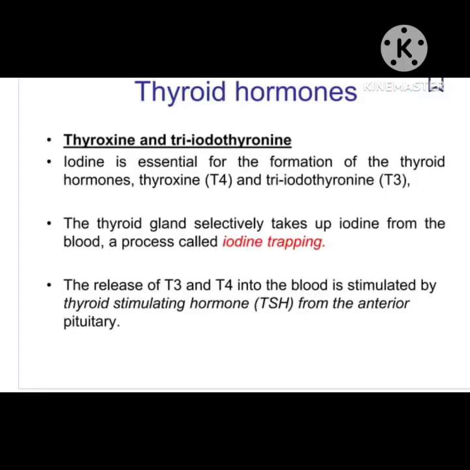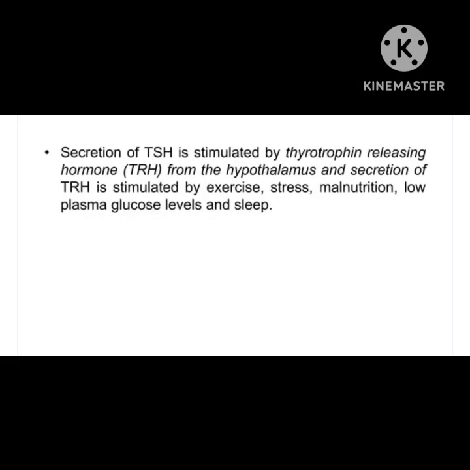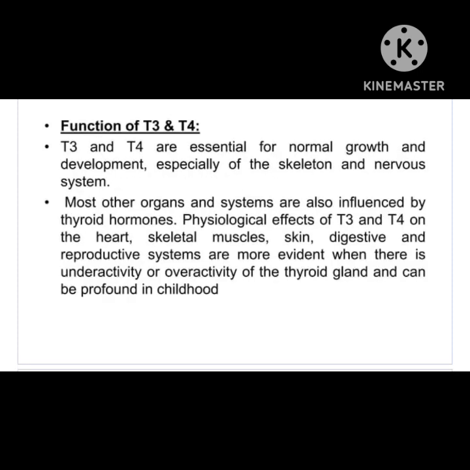Next are the thyroid hormones, thyroxine and triiodothyronine. So you have to learn the hormones of the thyroid: T4 and T3. T4 is thyroxine, T3 is triiodothyronine. The secretion of TSH is stimulated by thyrotropin releasing hormone from the hypothalamus. Clear?